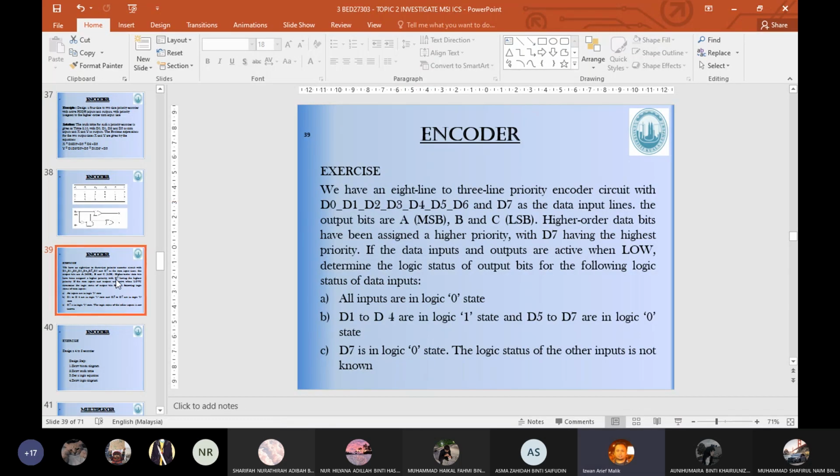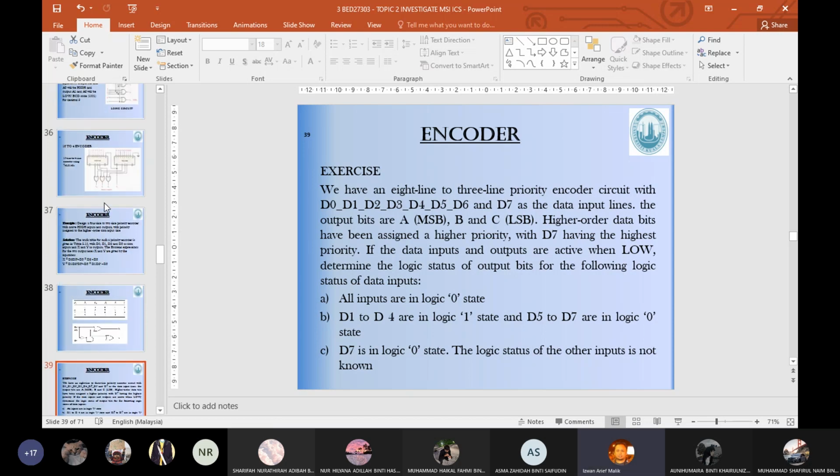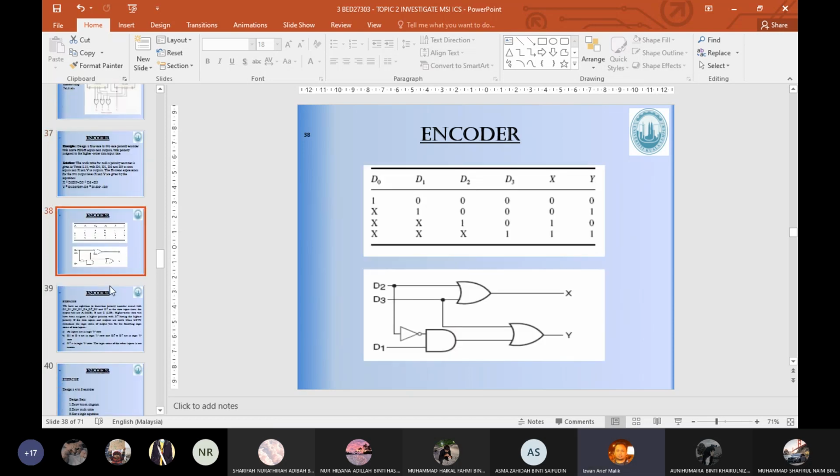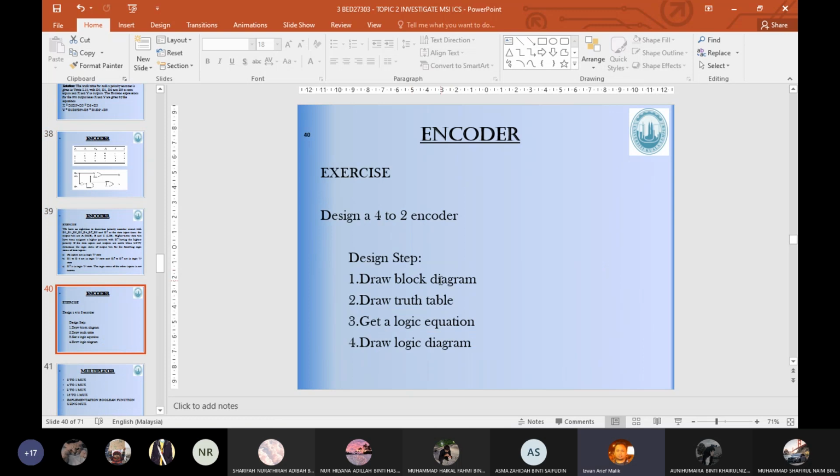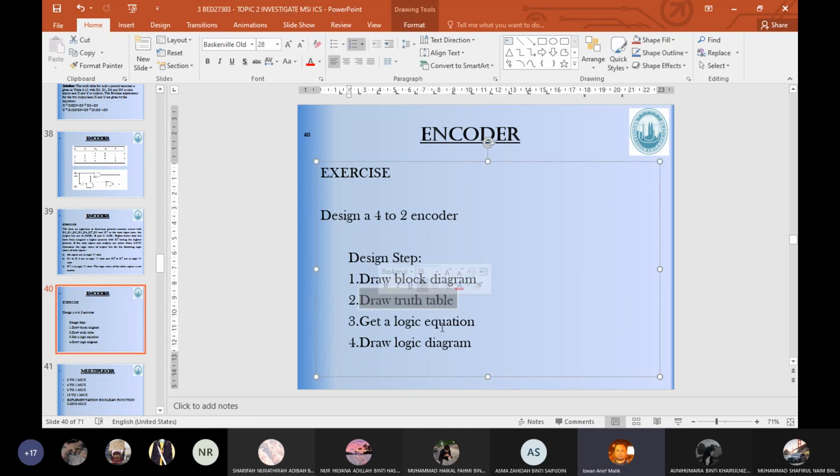Okay, so encoder last kali ni. Okay, for this one, I want you to do by yourself, and that solution for this one will become your notes lah sebenarnya. Okay, so cari 4 to 2 encoder dekat dalam Google. Tengok macam mana dia punya block diagram, macam mana dia punya truth table, apa dia punya logic expression, apa dia punya logic diagram.